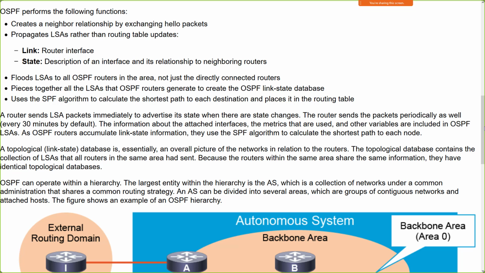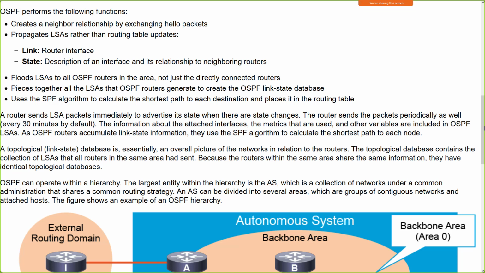So as type 1 LSAs get learned within the area, when I'm moving from one area to the next, those type 1 LSAs get converted to type 3 LSAs. Now, by default, OSPF does not summarize. So if I have 1,000 type 1 LSAs in area 0, I'm going to have 1,000 type 3 LSAs that represent those type 1 LSAs in area 1. So we'll get into the summarization aspect a little bit later on when we talk about optimizing OSPF.